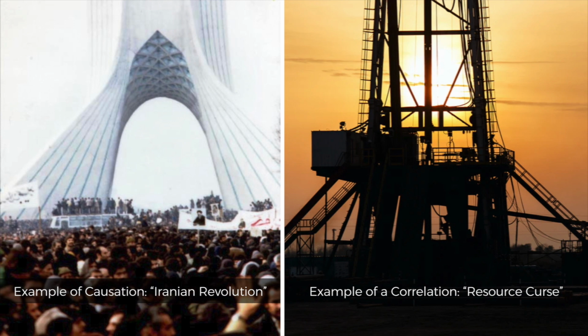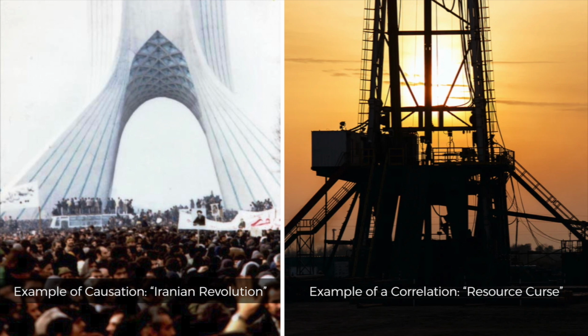But it is not always easy to determine causation, and sometimes we can only say for certain that two variables are correlated. A good example of this is something political scientists call the resource curse, or the resource trap. The resource curse is a pretty interesting observation in political science. Most countries that have abundant natural resources, especially mineral resources like oil, tend to be underdeveloped and poorer than countries that do not. In this case, the large amount of natural resources are correlated with poorer economic performance.